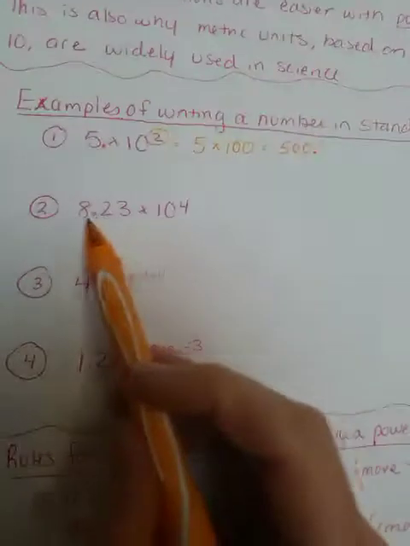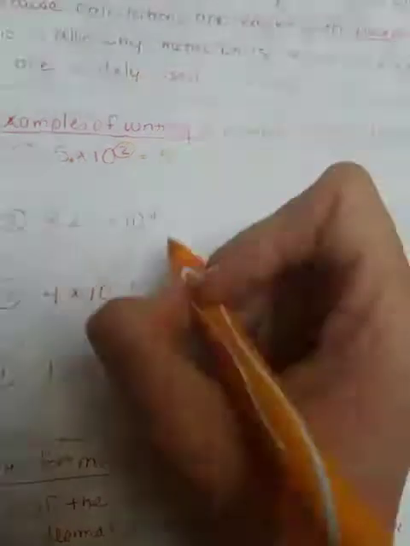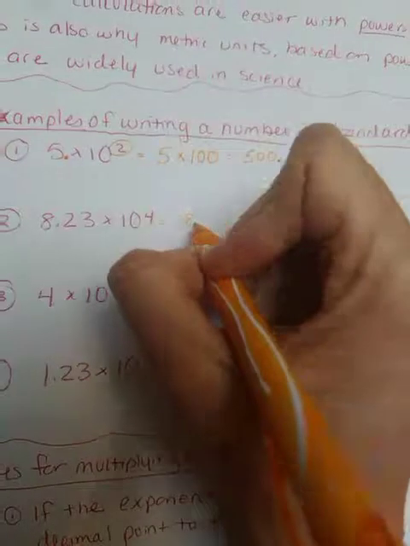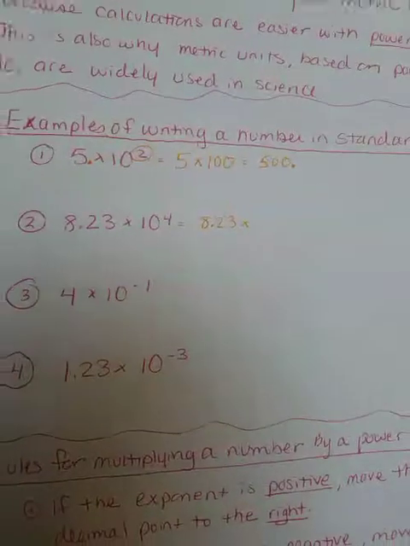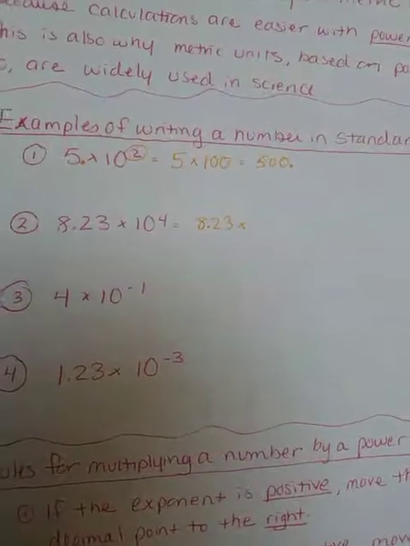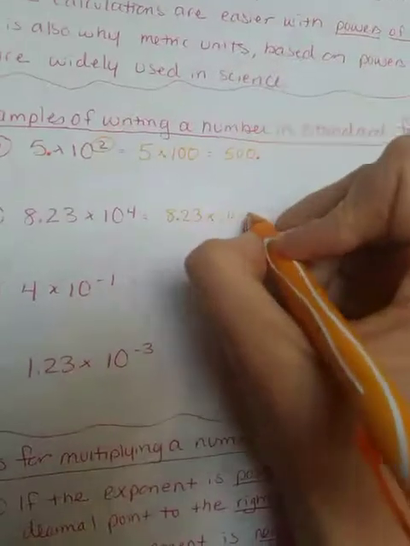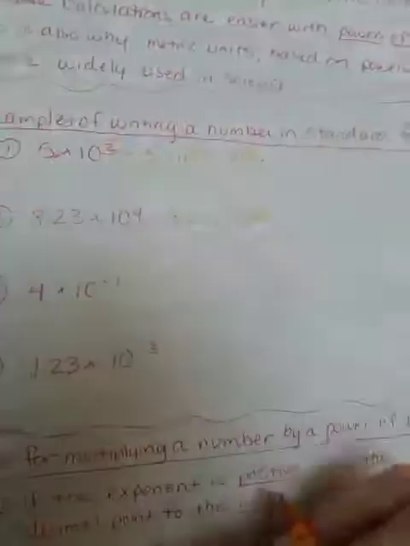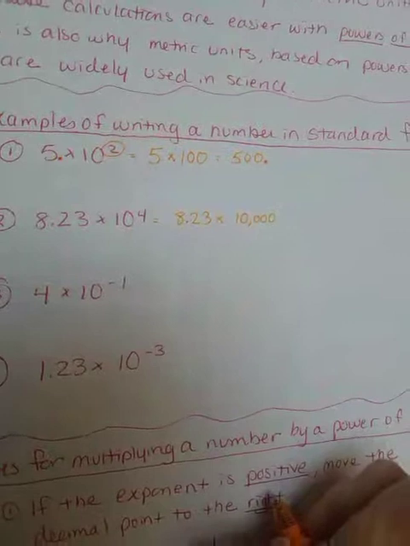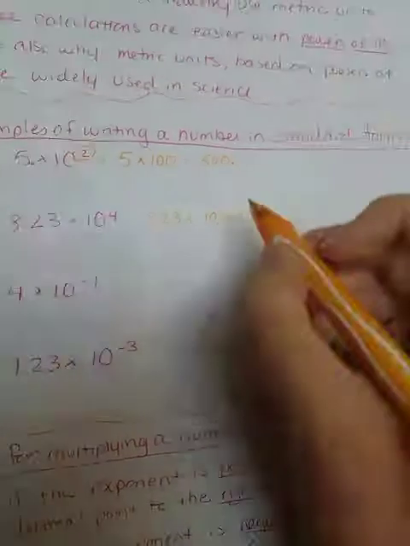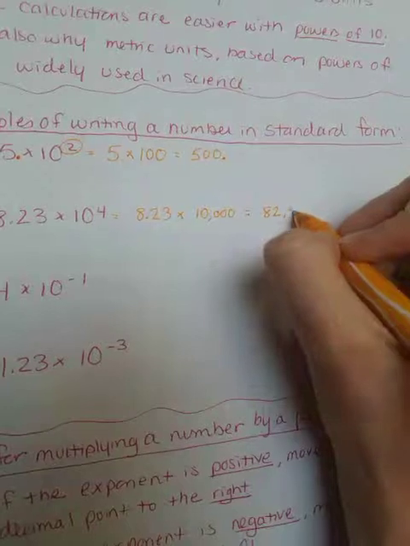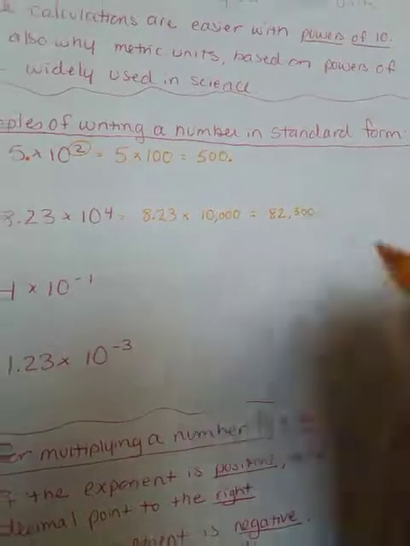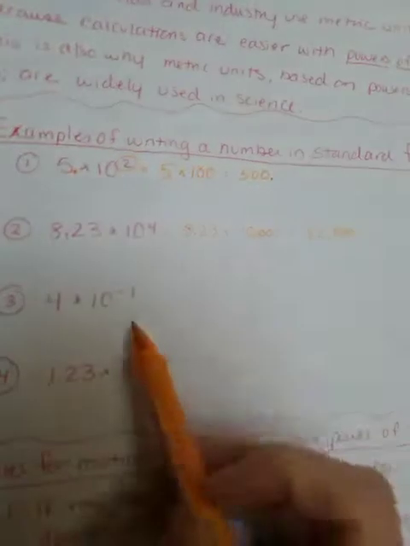Number 2, if you had 8.23 times 10 to the 4th, remember, that means 10 times 10 times 10 times 10, which is 10,000. It's a 1 with 4 zeros. And if you multiply that out, that gives us 82,300. The decimal is here at the end. Over here it was at 8.23.